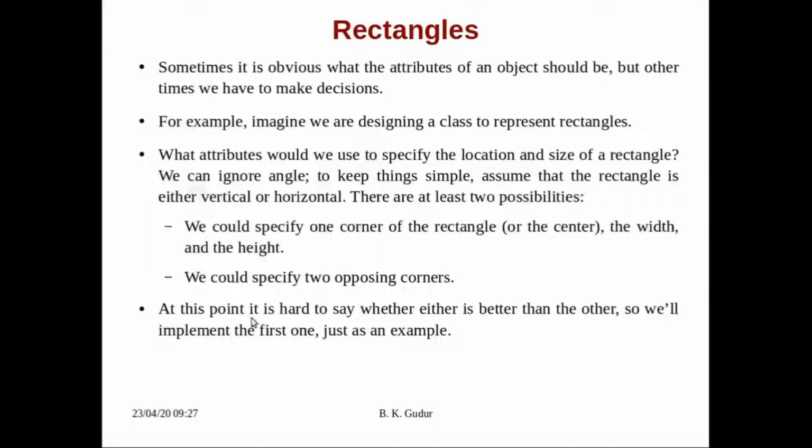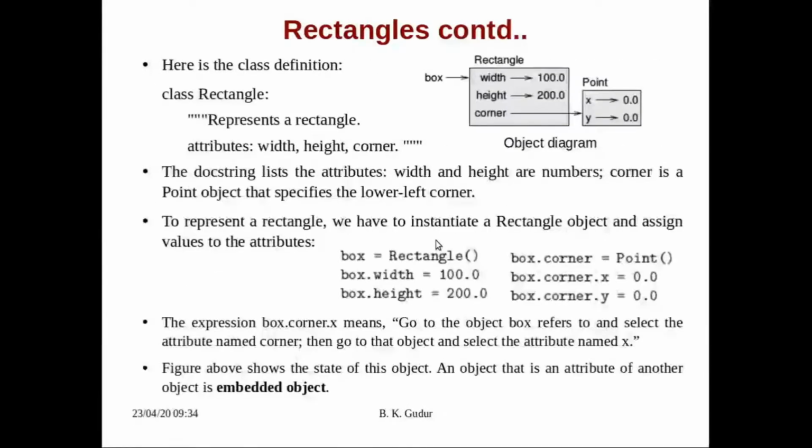At this point, it is hard to say which method is better, so we'll just ignore it for now. What we do is implement the first method. In the first method, to specify any rectangle, we are going to use one corner point and the width and height of the rectangle. So let us see how it can be done.